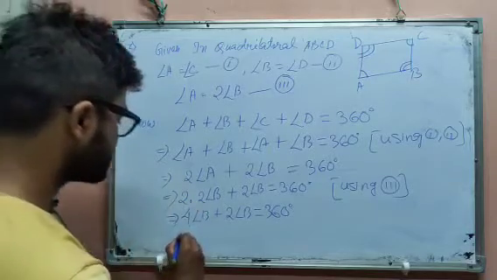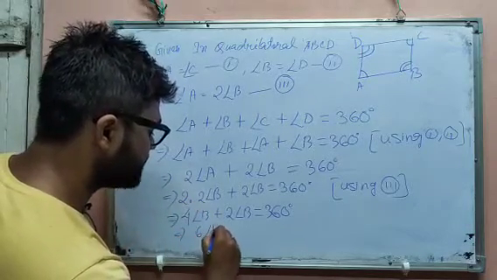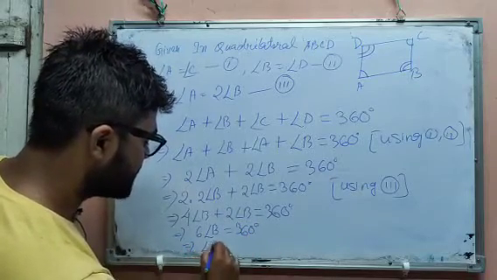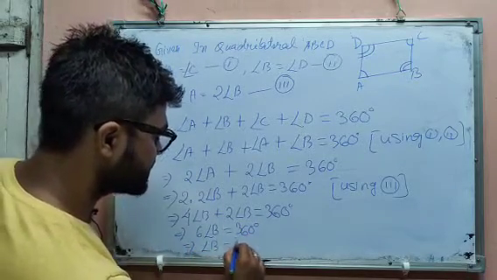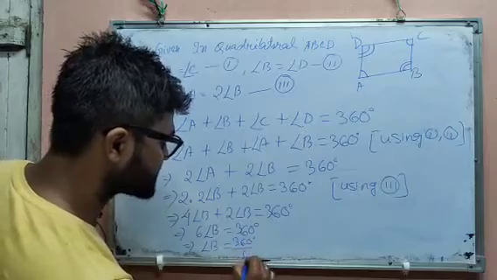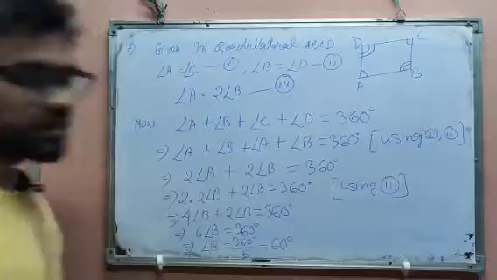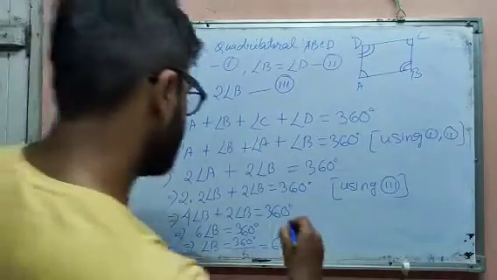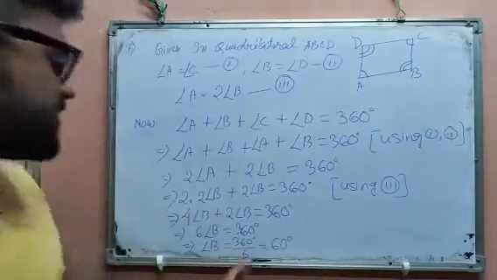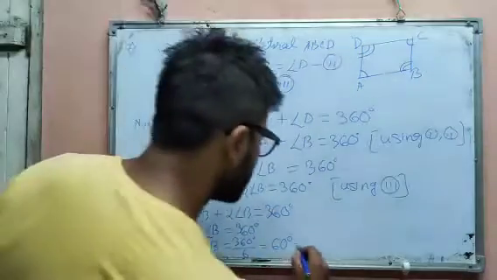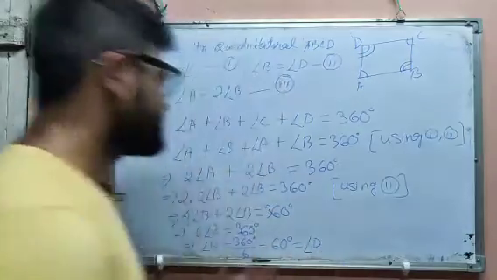Okay, so this will happen what? 6 angle B equal to 360 degree, and angle B will be equal to 360 degree divided by 6, or you can say directly 60 degree. Here you have to write angle B equal to 60 degree, but angle B is equal to angle D. So you can write also, angle D is also equal to 60 degree.